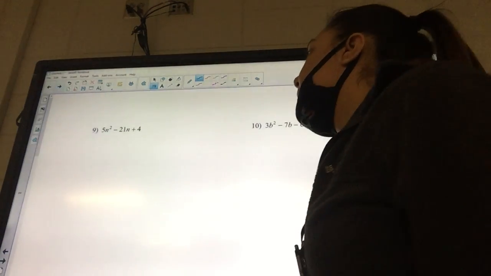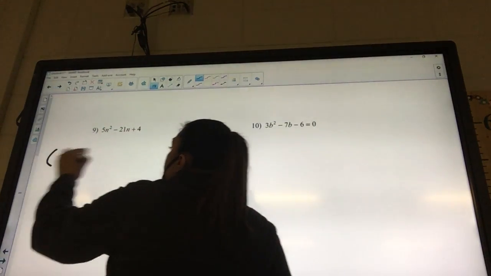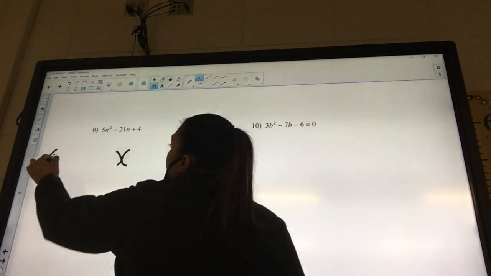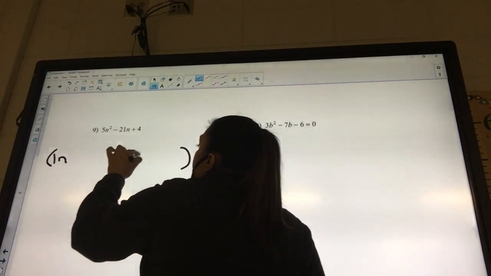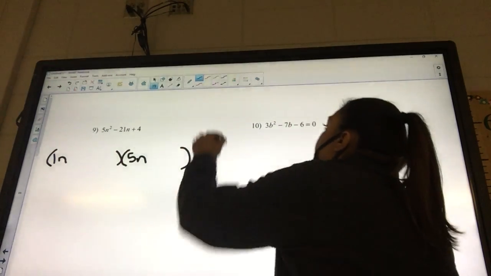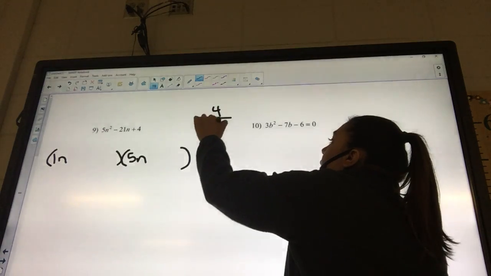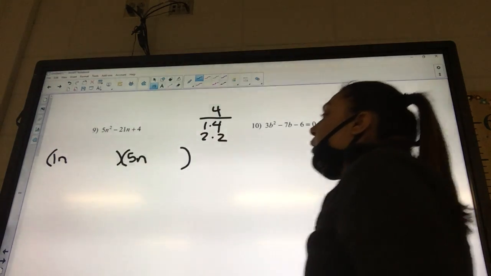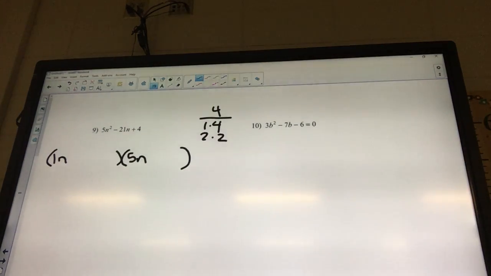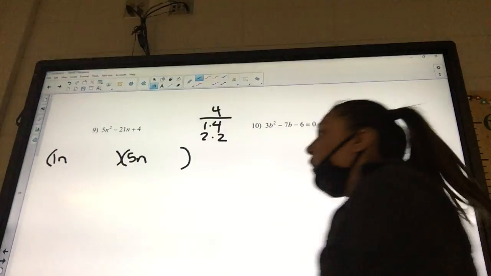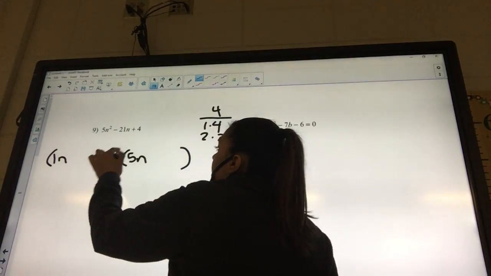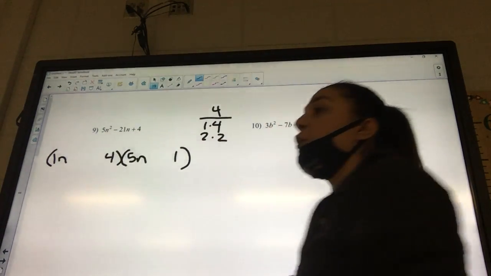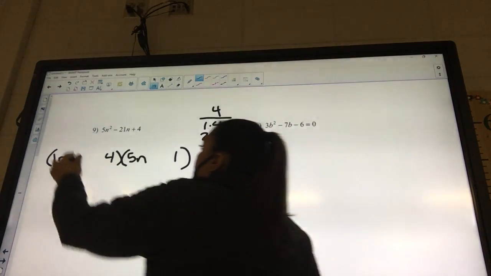Okay, look at 9. Draw your parentheses. 1n, 5n. And then our factors of 4 are going to be 1 and 4, 2 and 2. What do you want to try? 4 then 1? Yeah, because 5 times 4 is 20, so that's pretty close. Good job, Trey.